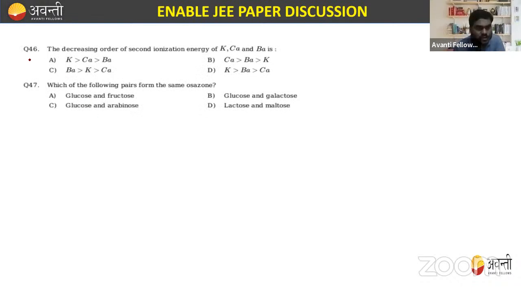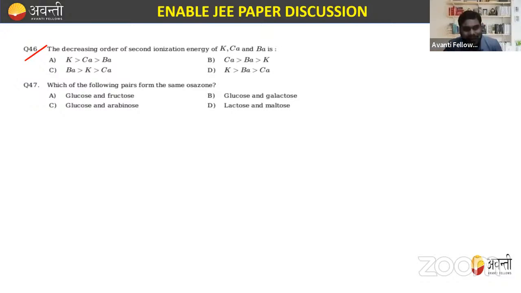In question number 46, this is a very simple question, the decreasing order of the second ionization enthalpy. This is an easy question, but this type of question must be handled in a very good way. Otherwise, if you do it in a hurry, then definitely it will become wrong. So for this question, please give sufficient time. Then only you are able to get the right answer.